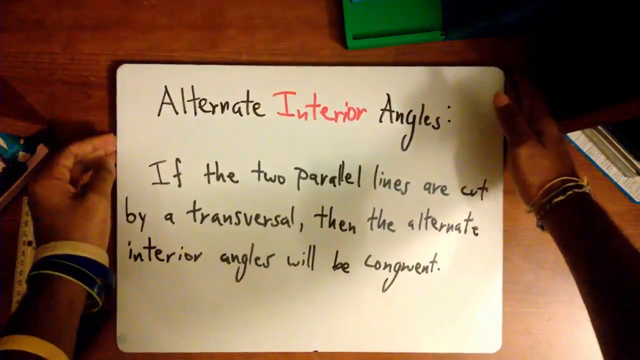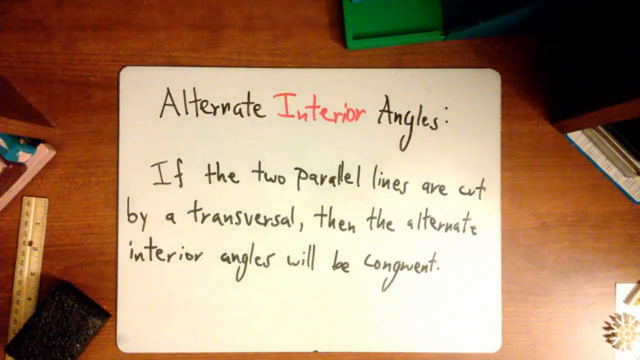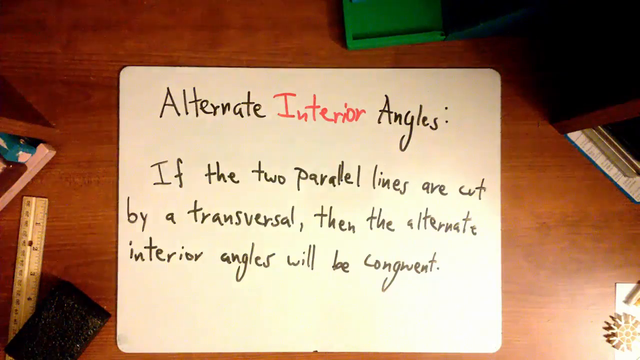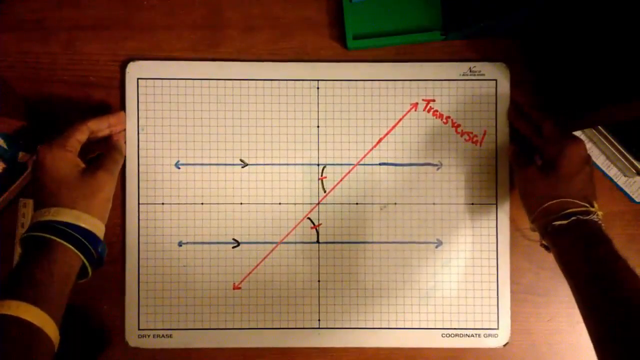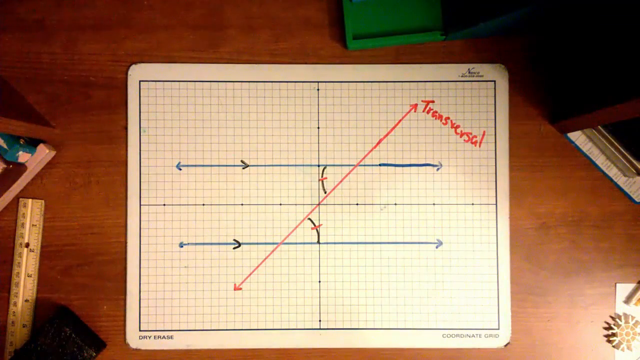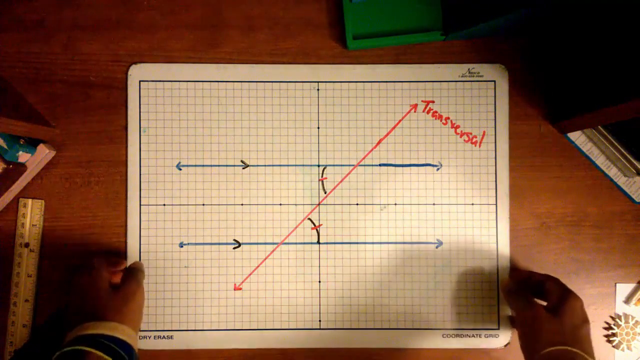For alternate interior angles, if the two parallel lines are cut by a transversal, then the alternate interior angles will be congruent. As shown here, the congruent angles are on two different sides of the transversal and are always in the inner part of the parallel lines.